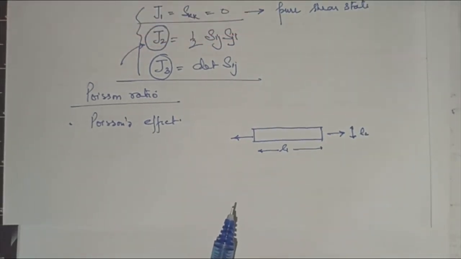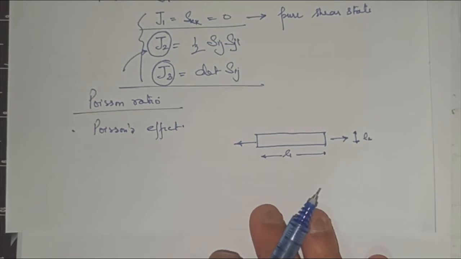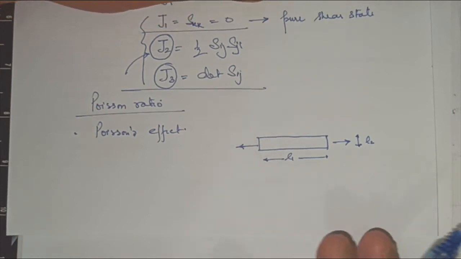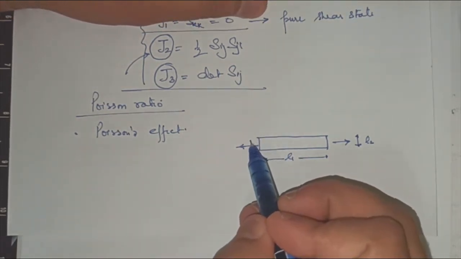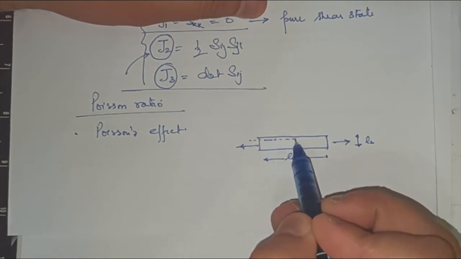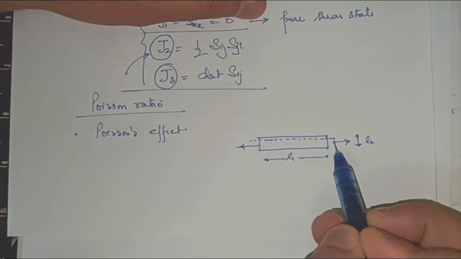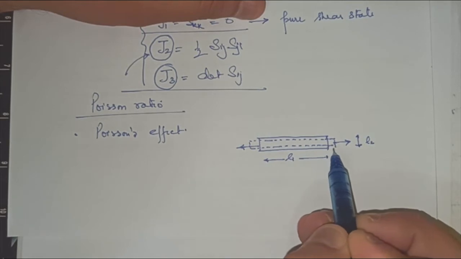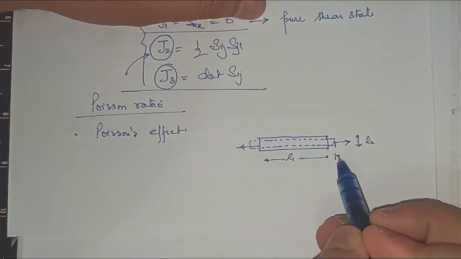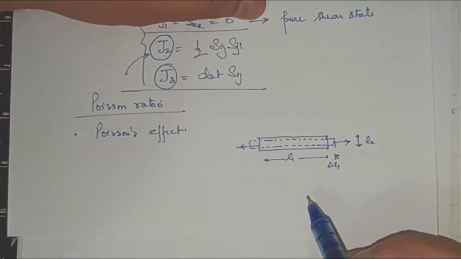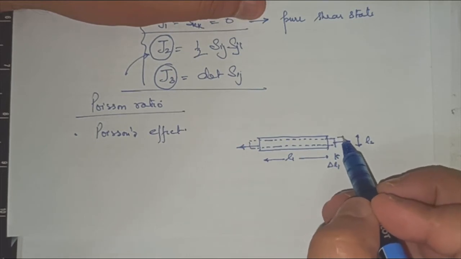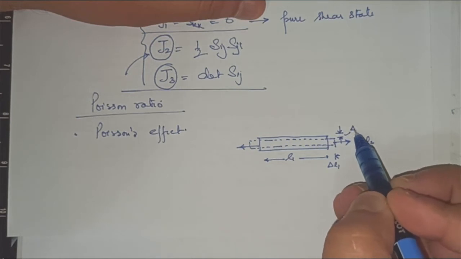Length is L1 and the width is L2. So in this condition, if I am loading this material, every material in some way or the other, when loaded, its reaction will be somewhere like this. It will expand in the loading direction. So this is the expansion, delta L1. It expands in the loading direction, but it contracts in the non-loading direction or transverse direction.